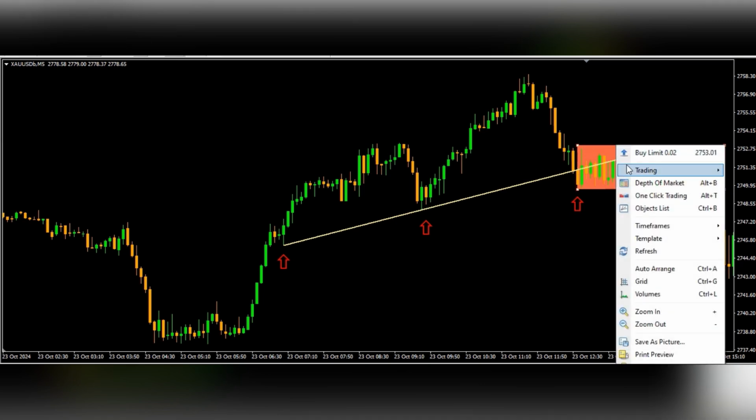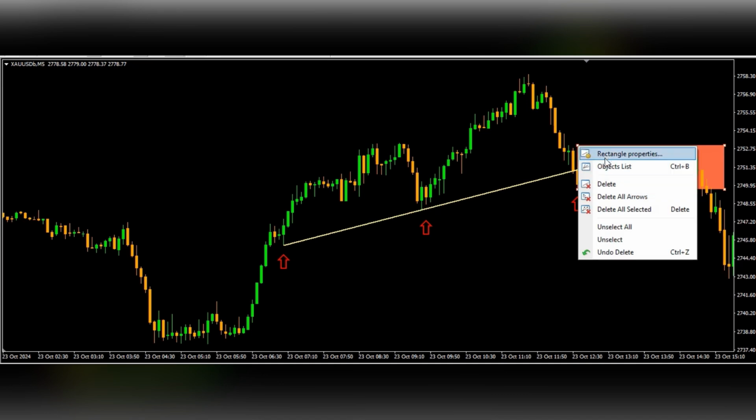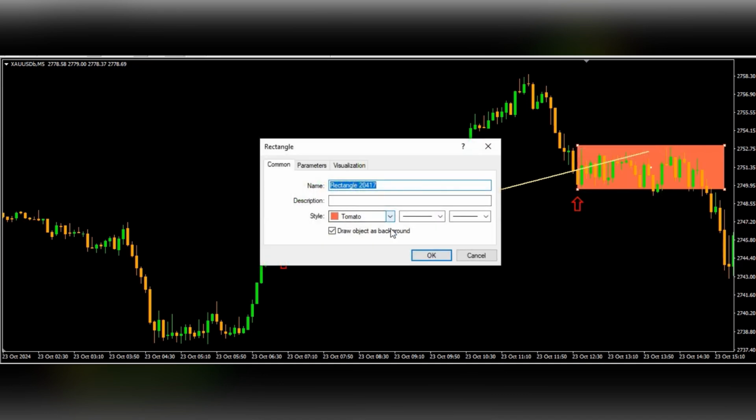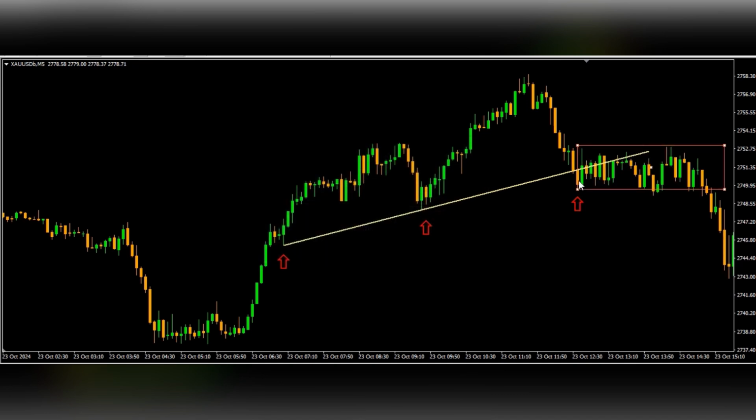After forming a range, if the price is able to close below this range, we will enter a sell position, and our take profit will be equal to the size of the previous downward move.